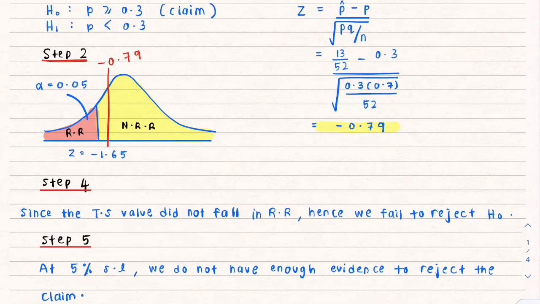The last step is the conclusion. How to conclude is based on your question. Your question asks, do you have evidence to refute the claim? Your claim just now is the null hypothesis, and your decision is fail to reject null. Fail to reject null means you are accepting the null hypothesis, then you are accepting the claim also. So, do you have enough evidence to refute the claim? No. How to write the full sentence? At 5% significance level, we do not have enough evidence to reject the claim or to refute the claim.